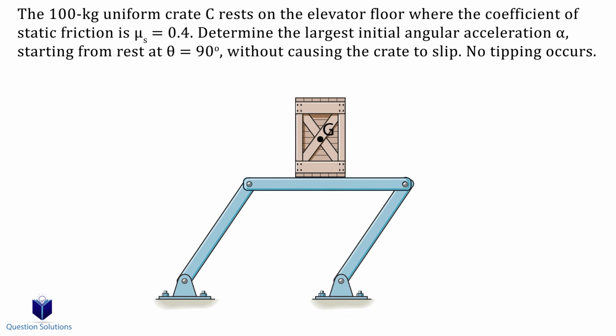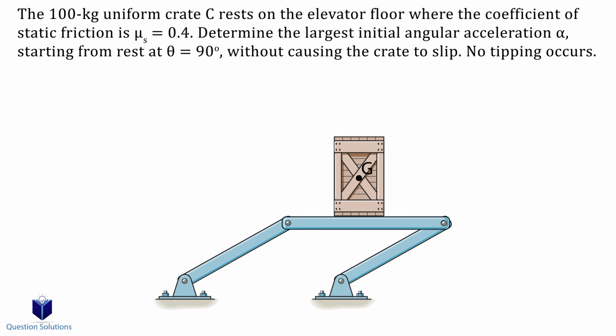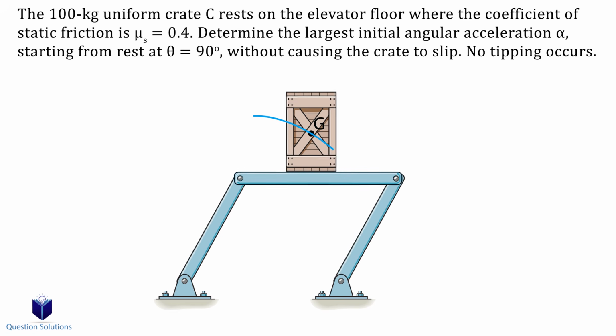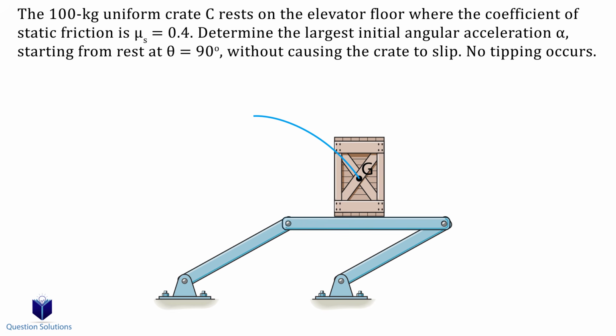Let's take a look at one last question involving normal and tangential components. We need to find the largest initial angular acceleration before the box slips. In other words, how quickly can we rotate link DE before the box slips off? When we look at the diagram, we see that as the link DE is rotating, the box on top would be traveling along a curvilinear path.